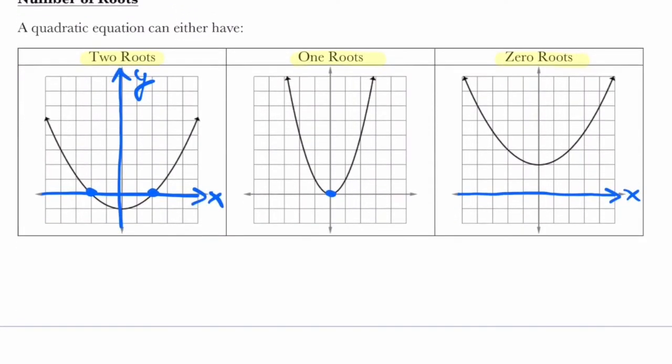So notice the discriminant is just a way to tell us how many there are, not what they actually are. And now let's go into that in more depth.